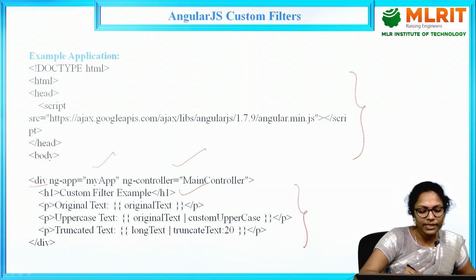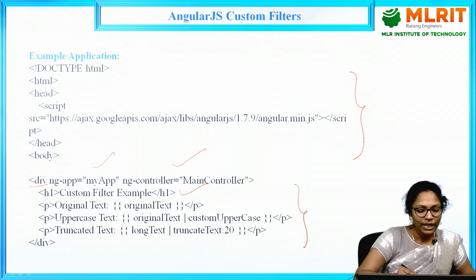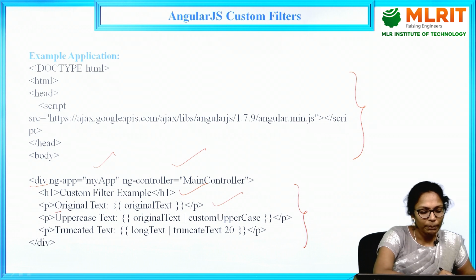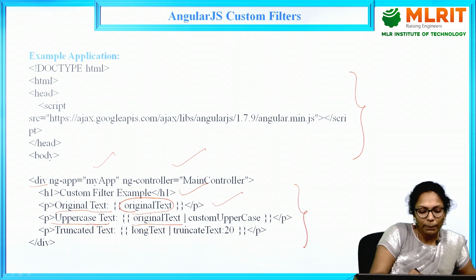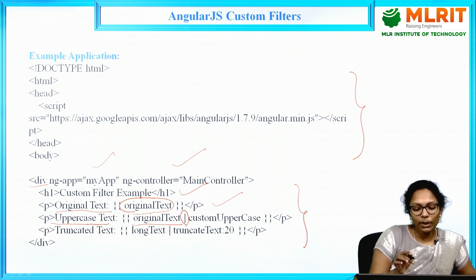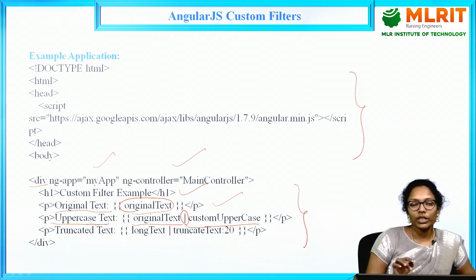The first line is a heading, custom filter example. The second line is the original text. Original text is a plain label, and I am displaying a variable called originalText. The second one is uppercase text. It is a normal label, and for the same original text, I am applying a filter. What is the filter you are applying? Your filter name is customUppercase, without any arguments, without any options.